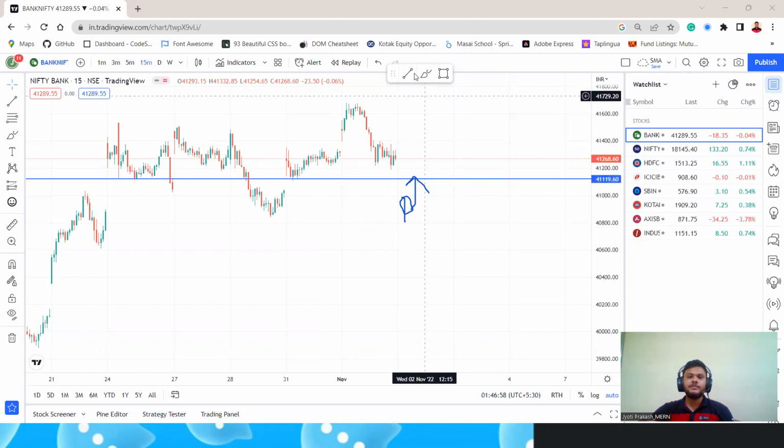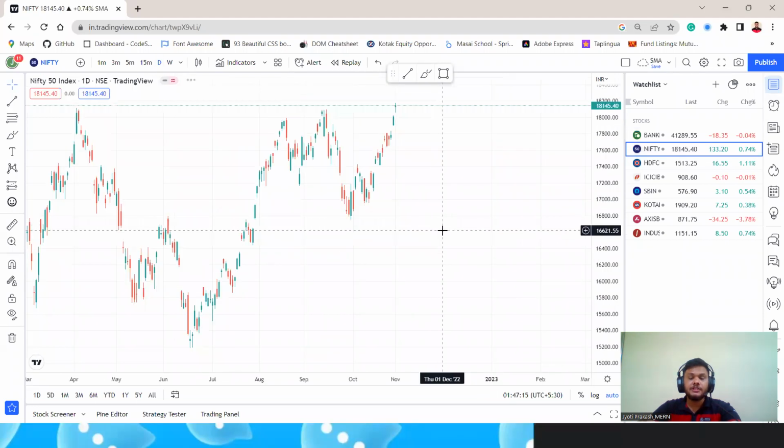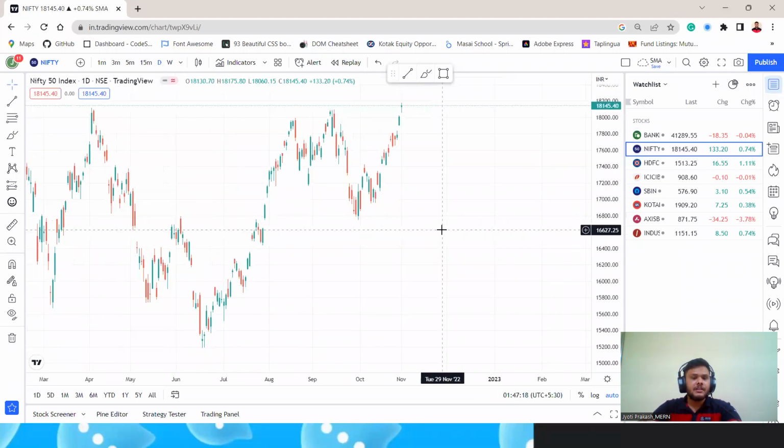But let's assume it opens flat and continues to go up and shows any negative movement there, and after that it continues to go down, then we're going to take a trade for selling. But at first, if it shows any positive movement, we're going to take a trade for buying. Now let's look into Nifty.